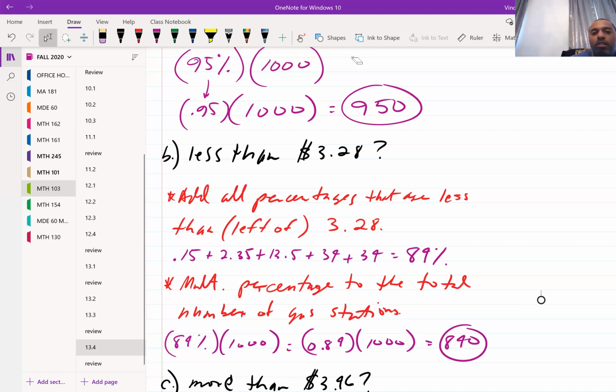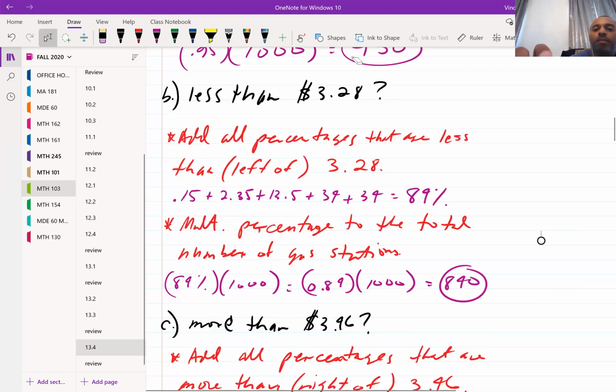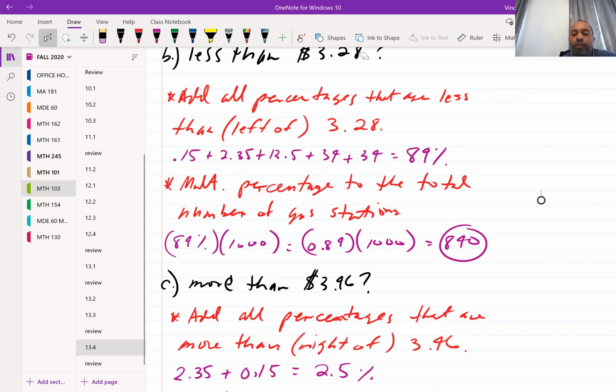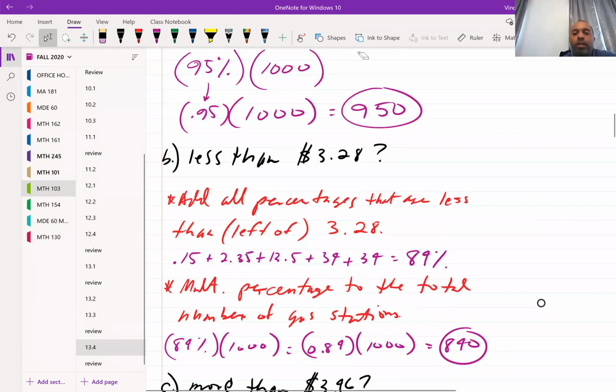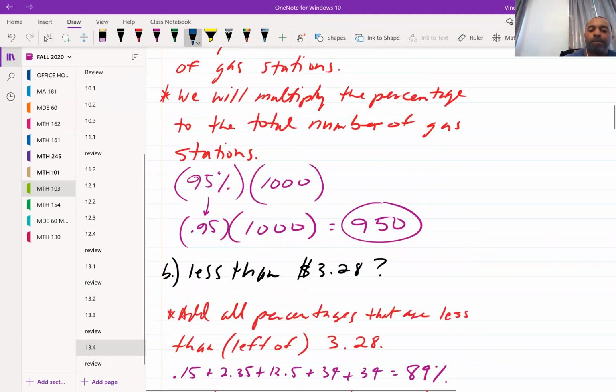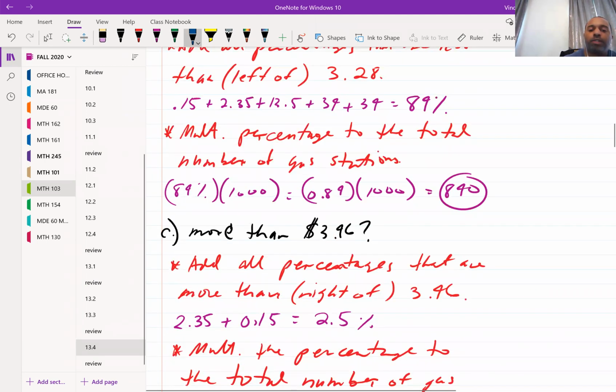All right, last one like this before we go to the next topic. More than $3.46. So more than is the same thing as greater than, which means to the right of. So we're going to add all of the percentages that are to the right of that 346. If you were to go back to your chart, 346, oh, that's 364, 346 is here. So you're talking to the right of, that's just the 2.35 and the 0.15. So that's what we did here for C.